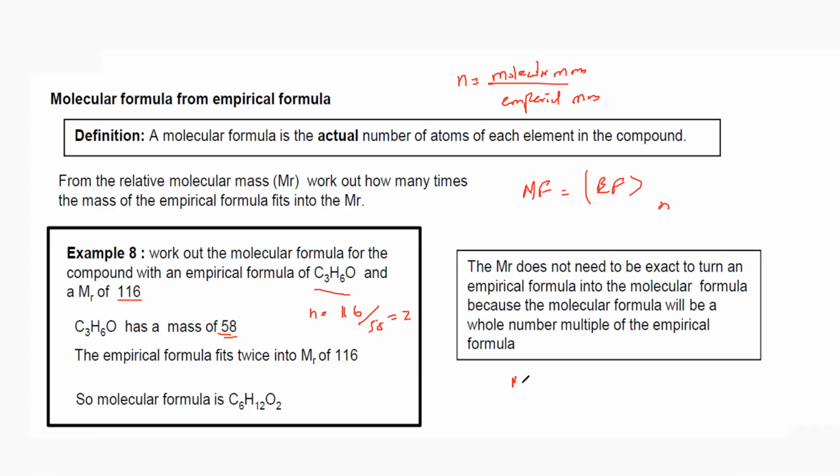So we have the formula: molecular formula is empirical formula times n, and the empirical formula is C3H6O multiplied by n, which is 2. So it will turn out to be C6H12O2. Is it clear?